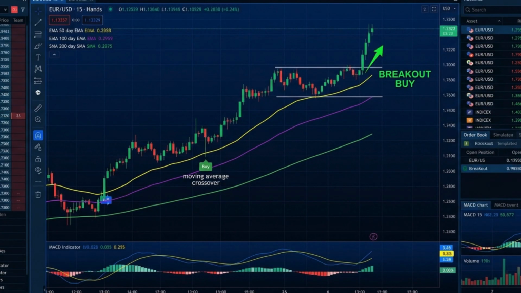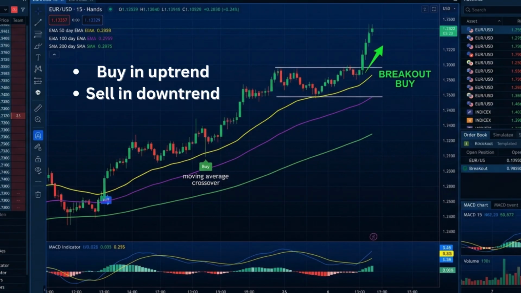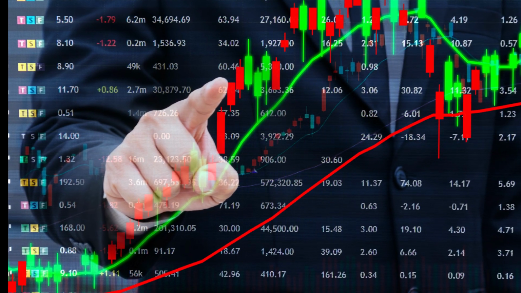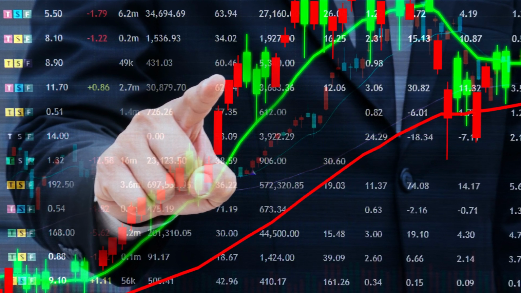Number one, trend following. Look for a market moving clearly up or down. Use a moving average to confirm the trend and enter in the direction of the trend. This is one of the easiest and most reliable strategies.